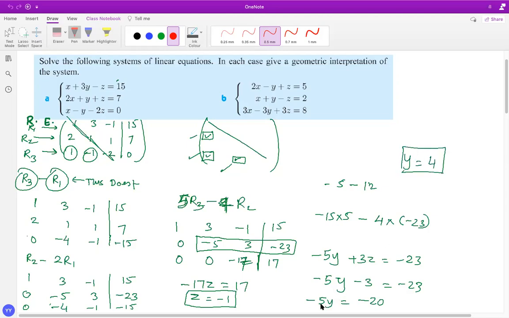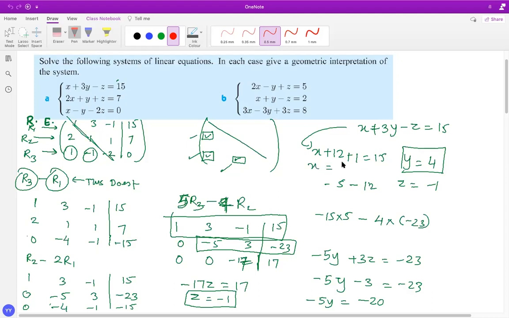Once I got y and z as 4 and negative 1 respectively, I can plug them into my first equation, which is here. So x plus 3y minus z equals 15, and I can find the value of x, which is x plus 3y, which is 12, minus z, which is plus 1, equals 15. So x is nothing but 2. So what you got here is called a unique solution.